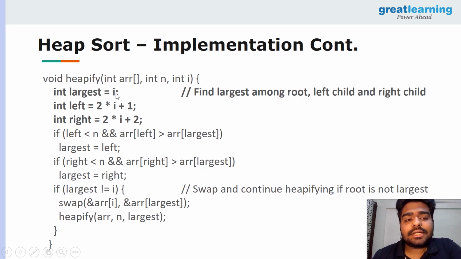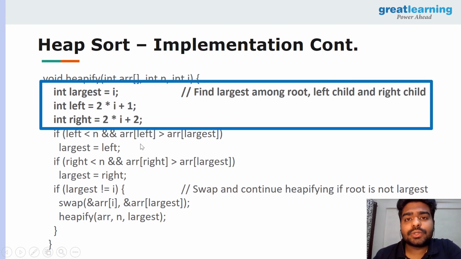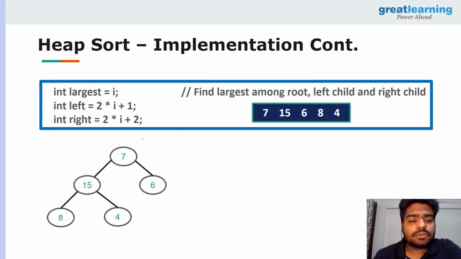That means largest is 0 now, right? Largest is 0. Let's do this. So this is the arrangement which I have got. For your reference, I have got it here so that you don't forget what we have done till now. And if you can see, largest will be 0. That means 0th index. What is there in 0th index? 7. So largest is 7 now.